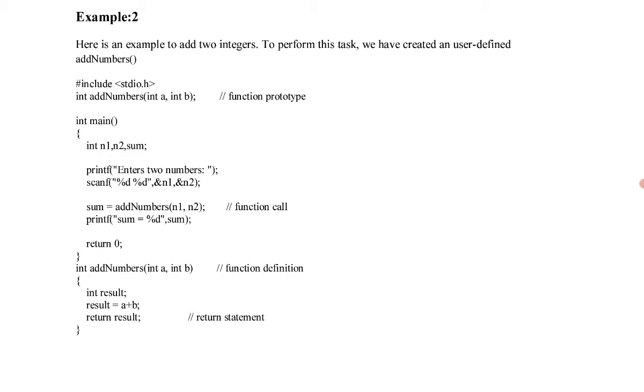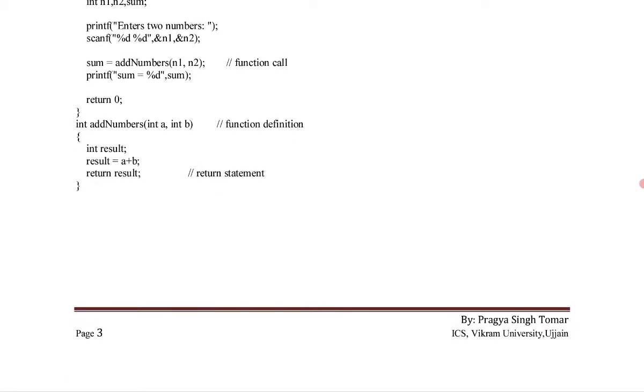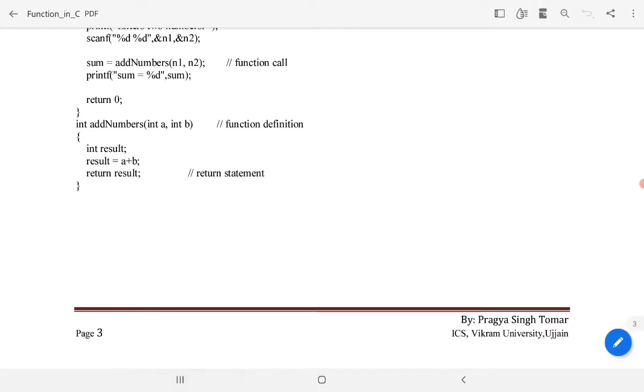As we know, in the concept of functions there are three parts. First one is function declaration, second one is function call, third one is function definition. After the main program, we may define all the user defined functions. So int add numbers of int a, int b, { int result; result = a + b; return result; }. So this is a simple program to create functions.